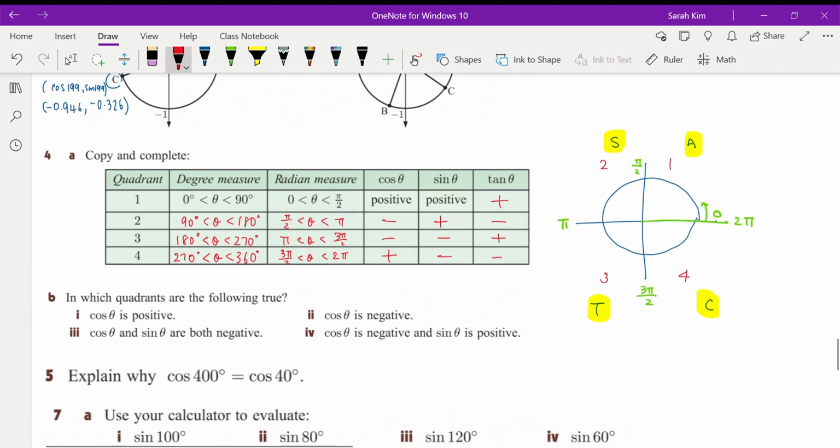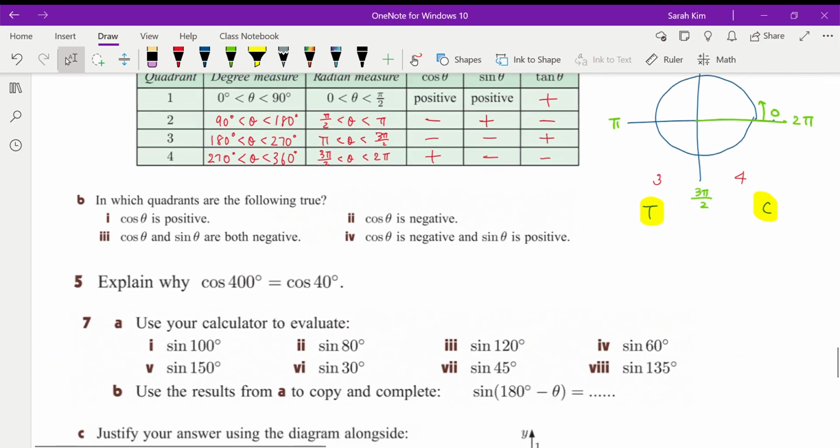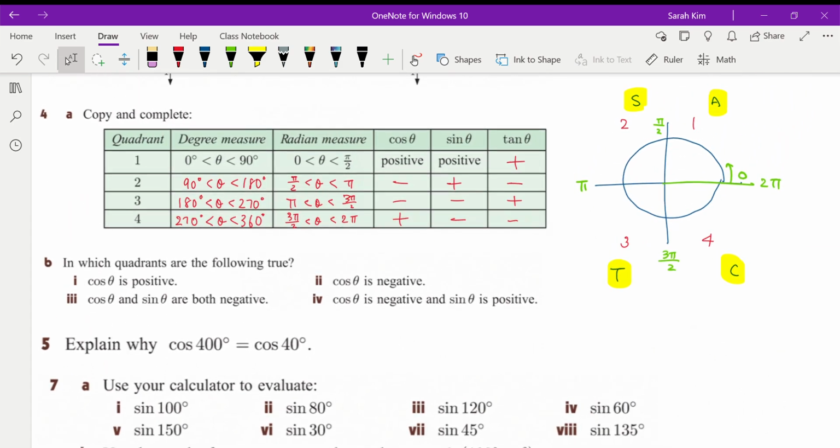That's pretty much it. In which quadrants are the following true? I don't think B was required, but let's do B anyway. Cos theta is positive, so I want to write when that is true. I look at my cos theta and write the quadrants that are positive for it. So quad 1, and I'm just going to write quad so it doesn't look like question. Quadrant 1 and 4. Okay, next one, cos theta is negative, so that's going to be quadrant 2 and 3.